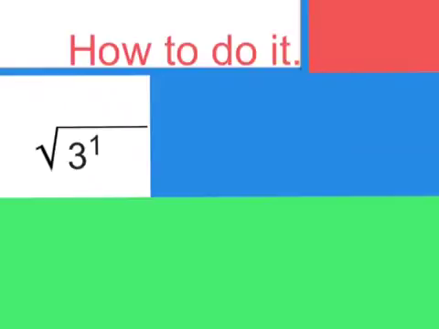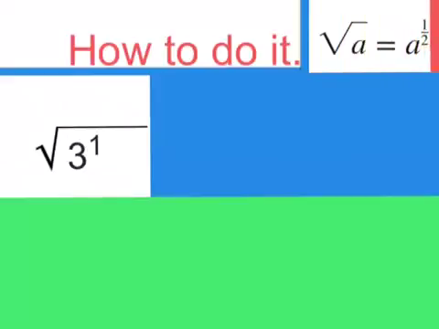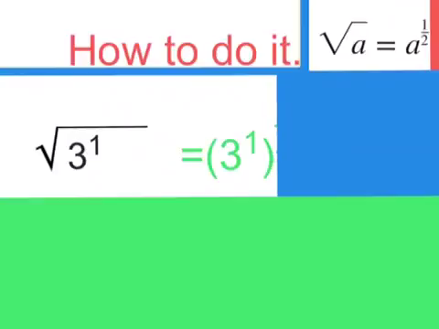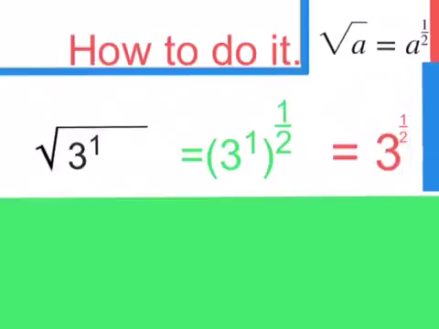Let's look at the next example. Square root 3. Whenever a question asks us to change a square root into a term, we should always refer to this law: square root of a equals a with the power of half. The way to do this is that you multiply the power by half, and now it should equal 3 with the power of half.